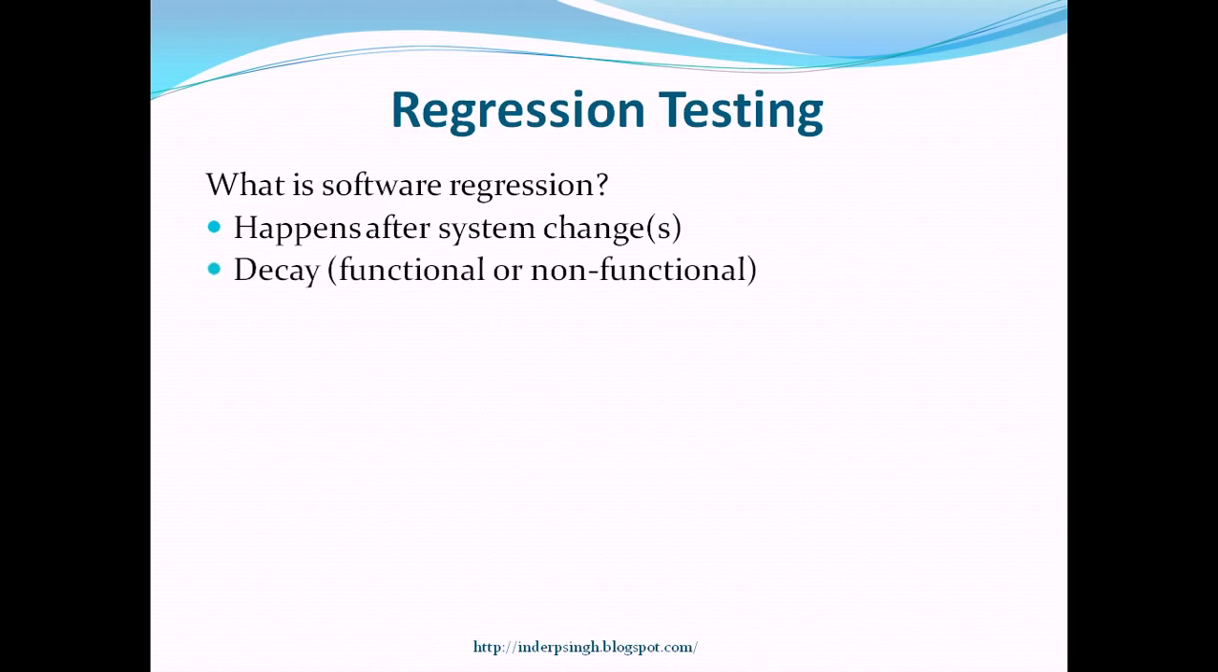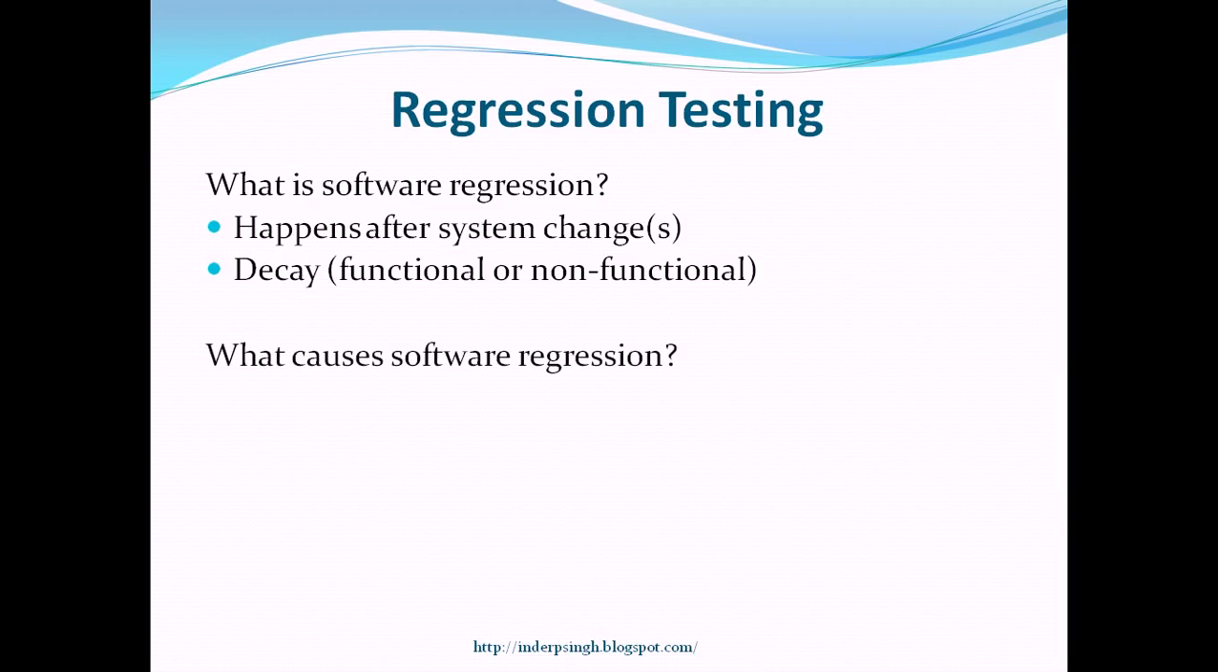Now this decay in the software can be functional or non-functional. Functional regression means that there is loss of functionality that was working previously. Non-functional regression means that maybe the system is now much slower, or maybe it is less secure than before.